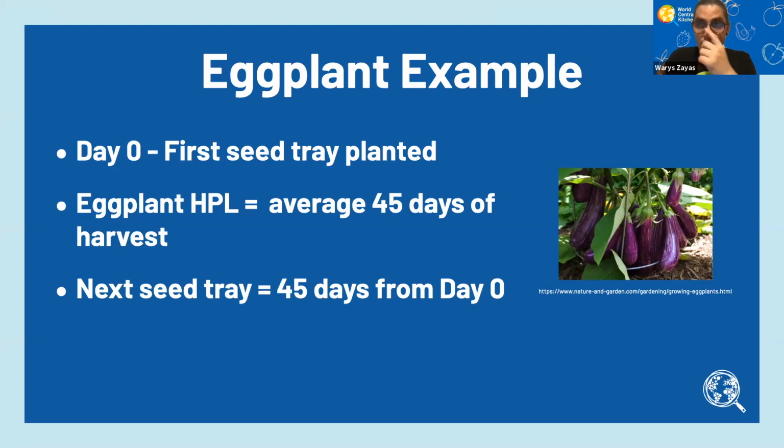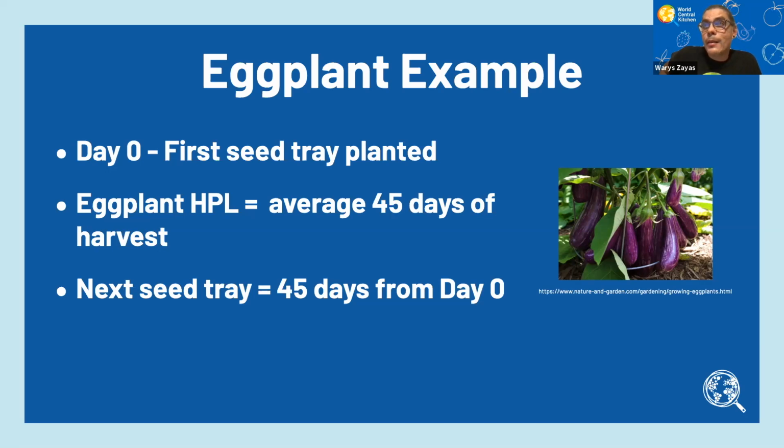But that is something we will be discussing in our webinar for seed and seedling production. So on day zero, you make your first planting of eggplant seeds. Eggplant HPL on average is 45 days of harvest. You can harvest eggplants for 45 days.